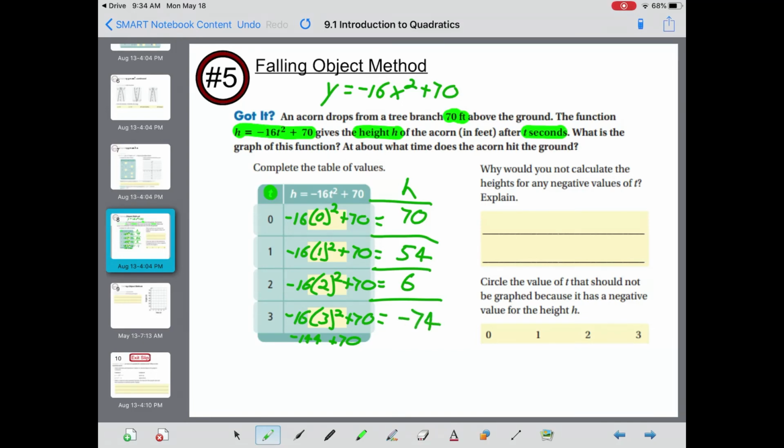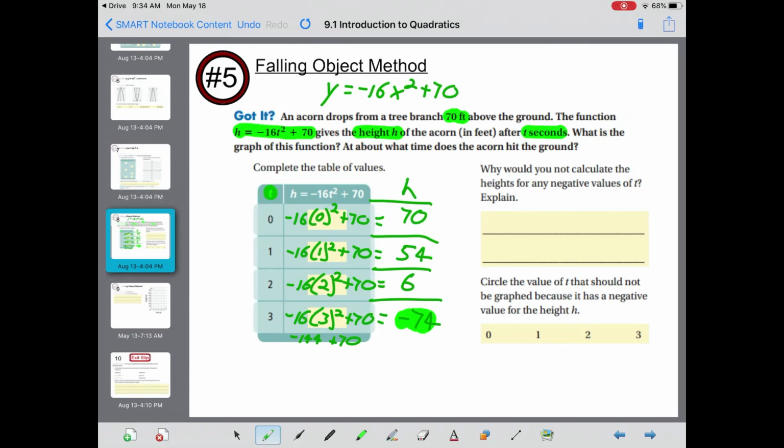Negative 144 plus 70 is negative 74. So that's interesting. Now we're negative 74 feet above the ground, which would mean that we're below the ground. Why would we not calculate the heights for any negative values of t? Well, when we get this negative 74 number, that means the acorn not only fell from the tree, it hit the ground and went through the ground under the earth 74 feet.